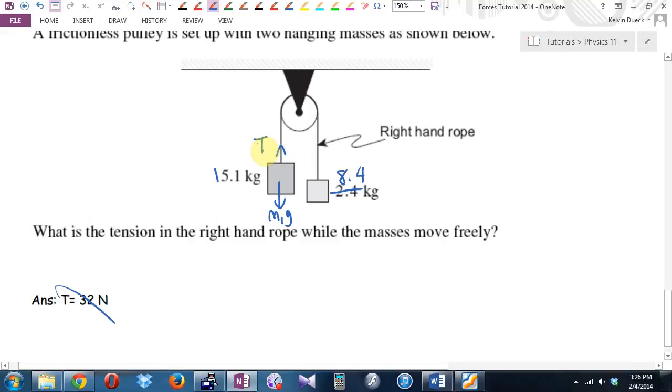What are the forces acting on mass 2? Get the obvious one. M2G. What else? Tension. Okay? We said this. The strategy to find tension is going to be, first of all, to find the acceleration and then use that to find the tension. To find the acceleration, we look at both masses.